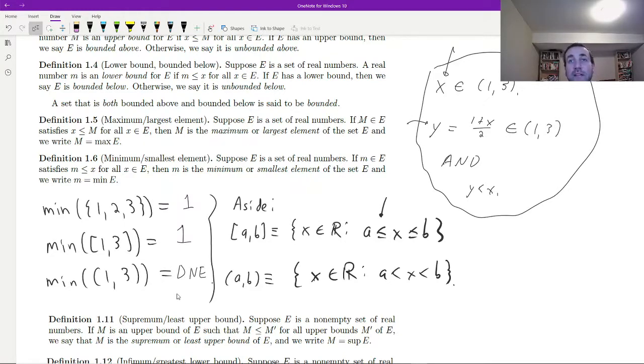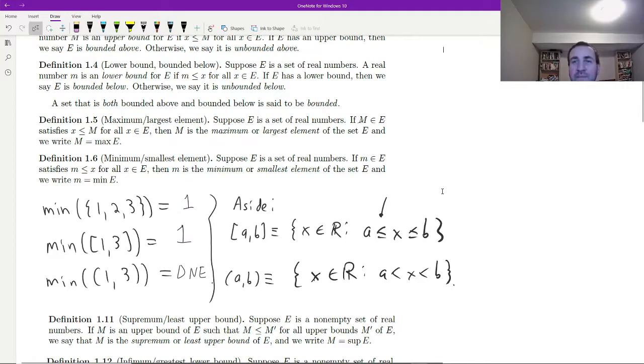So there are a couple of ways for a set to fail to have a minimum. One is obviously if it's unbounded, it has no minimum. But second of all, if it's an open interval like that, then it can also fail to have a minimum. And there are all sorts of more exotic sets which aren't open sets or closed sets, and many of them also fail to have a minimum, for the same reason that this open interval doesn't have a minimum.